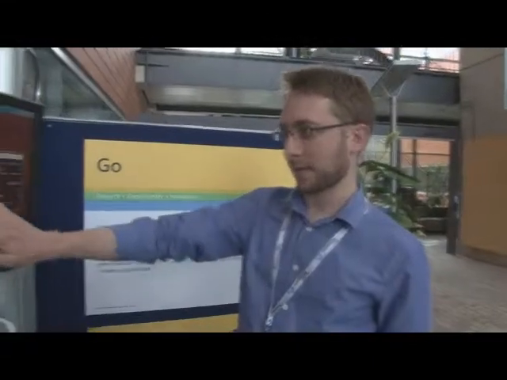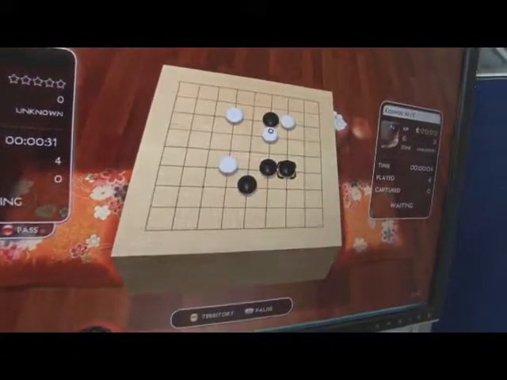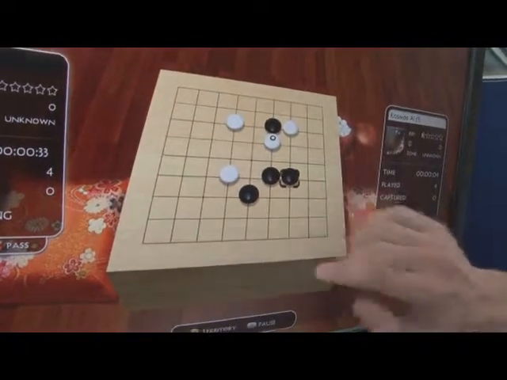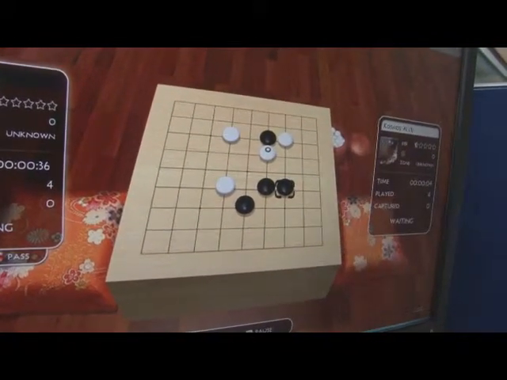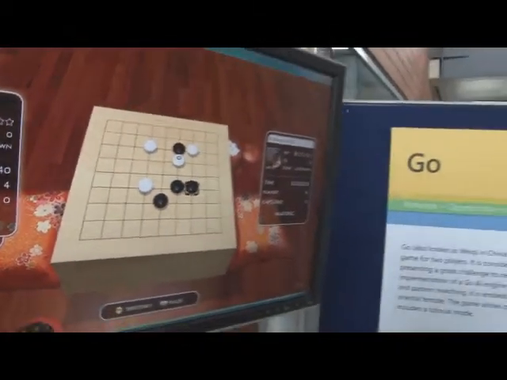So here, black is maybe trying to make a bit of territory in the bottom right of the board by moving stones like this. But because he's done this, white has begun to surround this stone up here. So that's the very basics of the game.